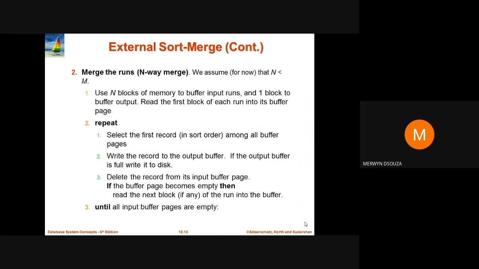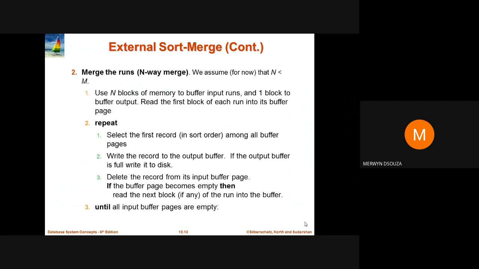Now the second step in an elaborated way: we merge the runs. There will be N runs in merging, which is why it is known as N-way merge. We assume for now that N is less than M. In the merge step, first use N blocks of memory to buffer the input runs and one block to buffer the output.